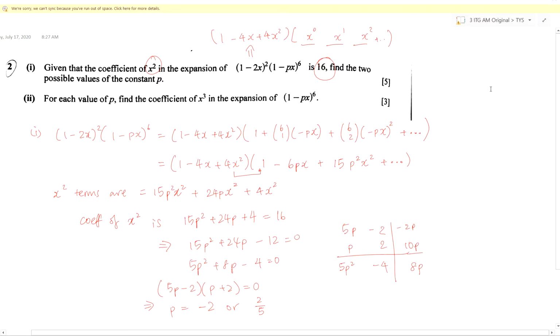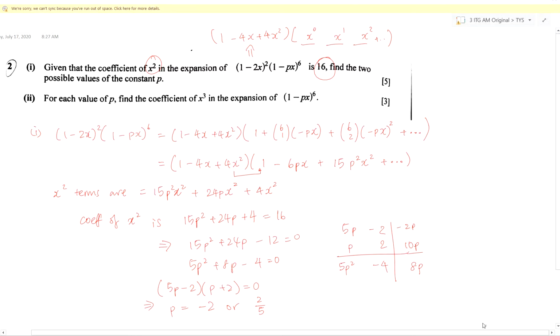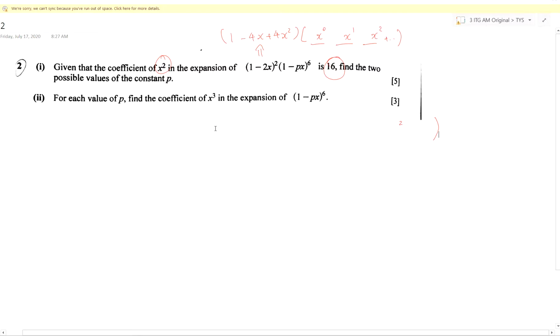Now in the next part of the question, they are asking us to find the coefficient of x cubed for each value of p. So earlier on in part 1, we found that p is either equal to 2 over 5 or equal to negative 2. For each of these values of p, find the coefficient of x cubed. So let us try to write down the general term for each of these cases.